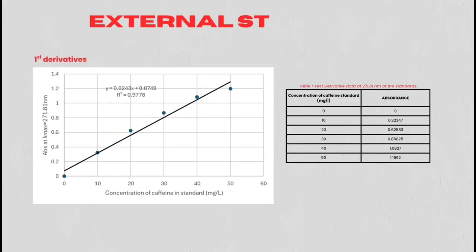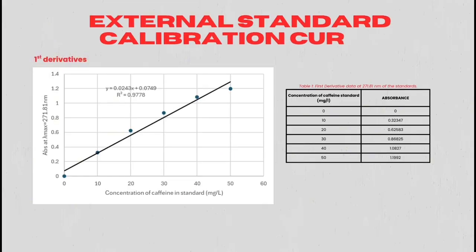This page shows the external standard calibration curve for caffeine using UV-VIS first derivative analysis at 271.81 nanometers. The absorbance values increased as the caffeine concentration increased from 0 to 50 milligrams per liter.